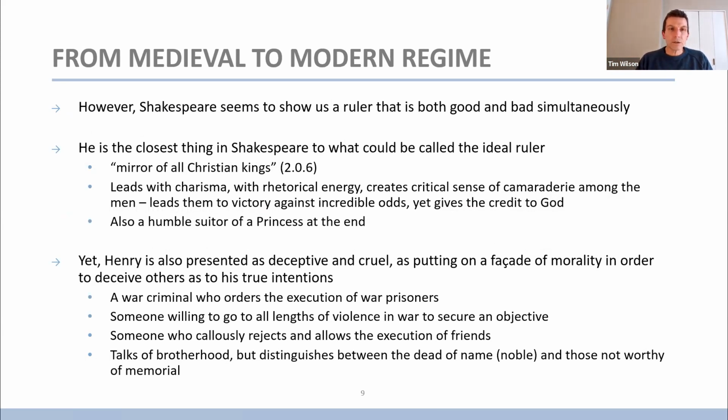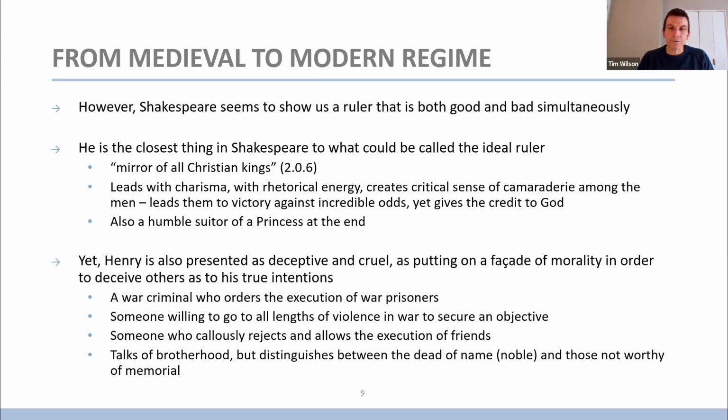So he's the closest thing in Shakespeare to what could be called the ideal ruler, I would say. He's referred to as the mirror of all Christian kings by the chorus there. He leads with charisma, with rhetorical energy, creates a critical sense of camaraderie among the men, leads them to victory against incredible odds, yet gives the credit to God. So also a humble suitor of the princess at the end.